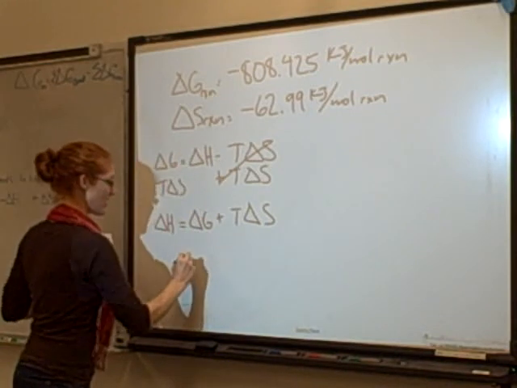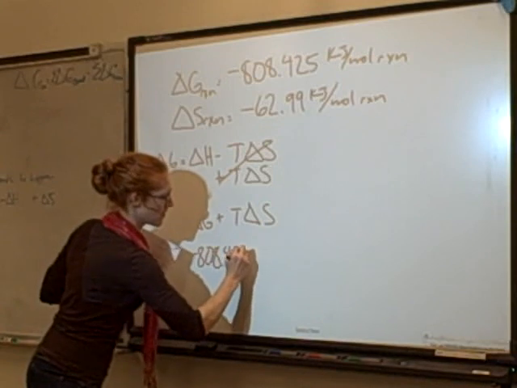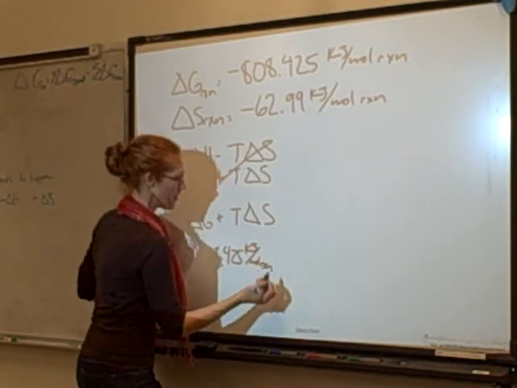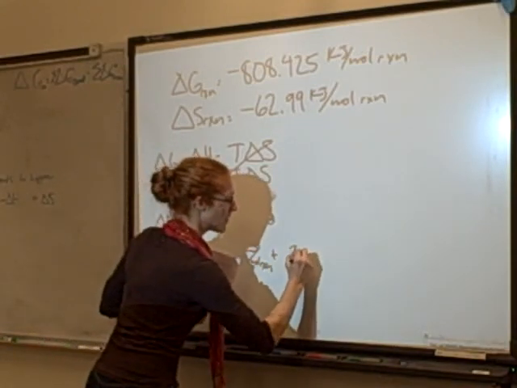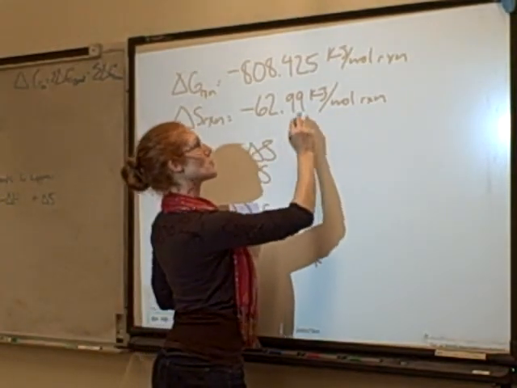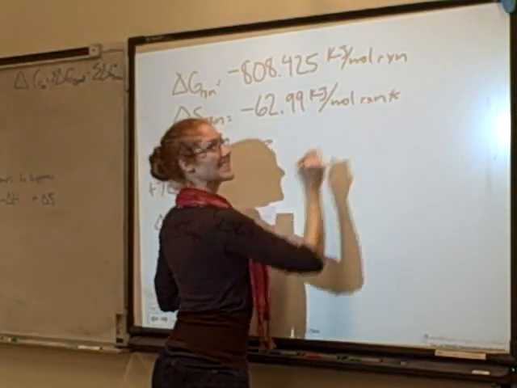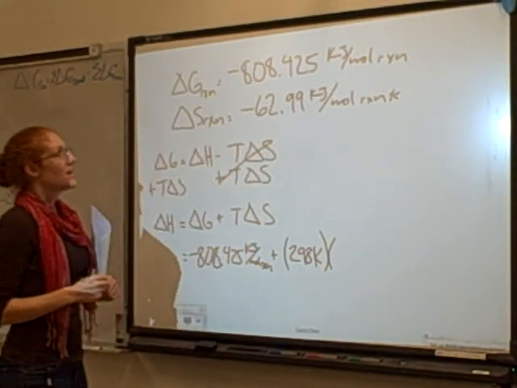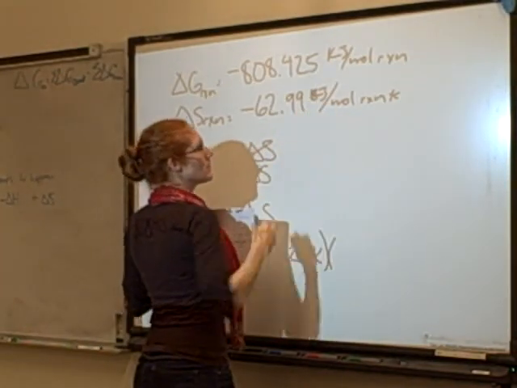Delta G was negative 808.425 kilojoules per mole of reaction, plus T delta S, so plus 298 Kelvin. It has to be in Kelvin because this guy is 62.99 joules per mole reaction Kelvin. So my temperature times my entropy.